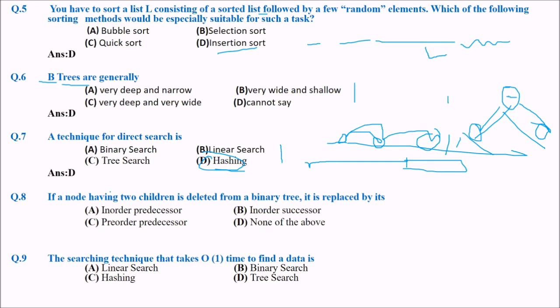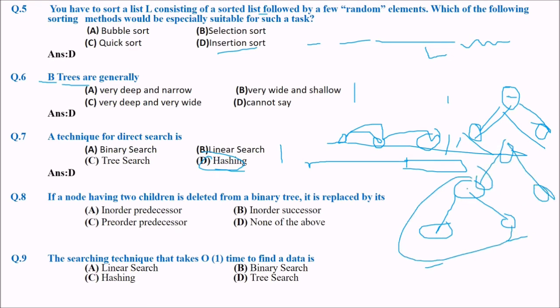Next is, if a node having 2 children is deleted from a binary tree, it is replaced by what? If you have a node with 2 children and you want to delete it, see, this is an example. Say you want to delete this, so a replacement is needed. How are you going to replace? The answer is in-order successor. In-order means you have first left, then the root, and then right. So the in-order successor is what you will place here.